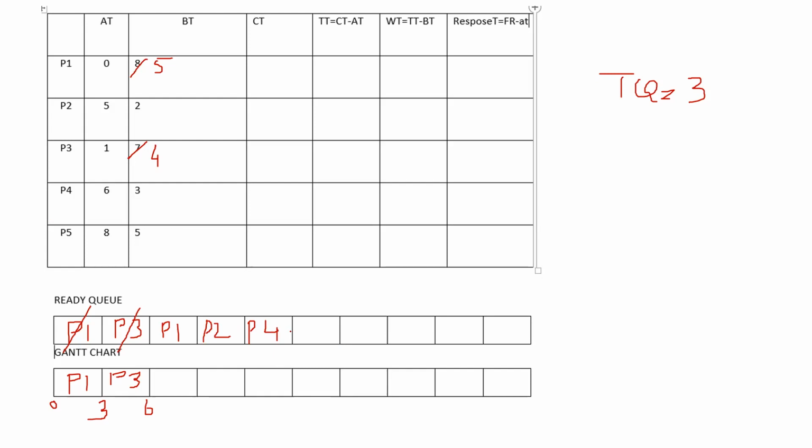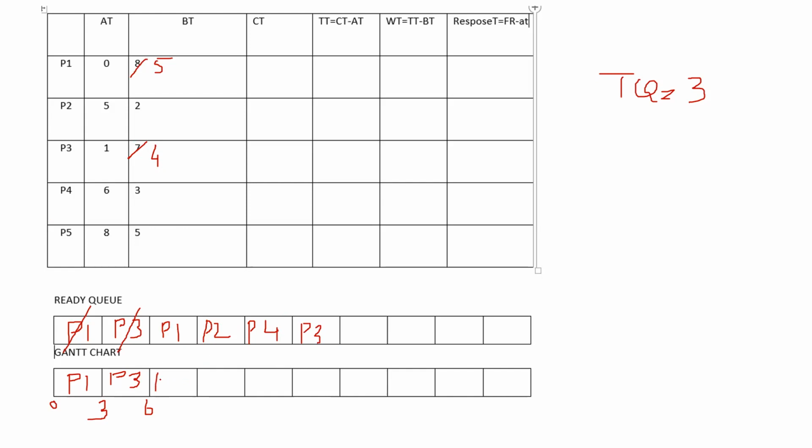Then P3 will also come here. Why is P3 coming here? Because P3 is not completed. P3 has 4 more units of burst time to complete, that's why P3 is also written here. Clear? Next, which process do you have to write from here? If you write it clearly, it is very easy.